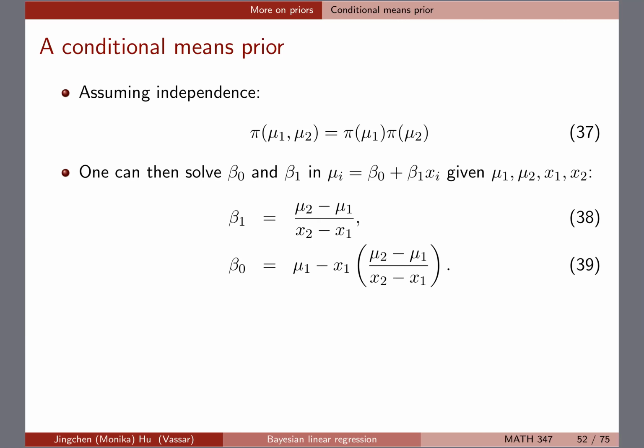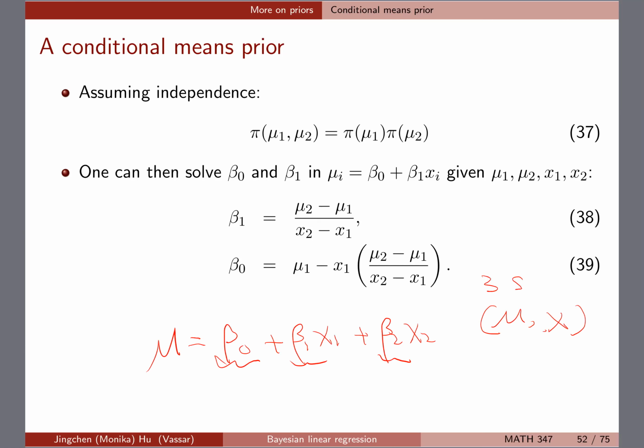If you have mu equals beta 0 plus beta 1 x1 plus beta 2 x2, this is what we're going to cover today as well, multiple linear regression, where you have more than one predictor. And then the conditional mean priors will be much harder to specify. First of all, you have three unknowns, so you're going to have three sets of mu and x. You need three sets of them.